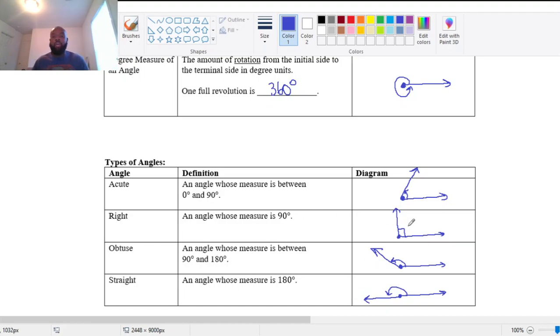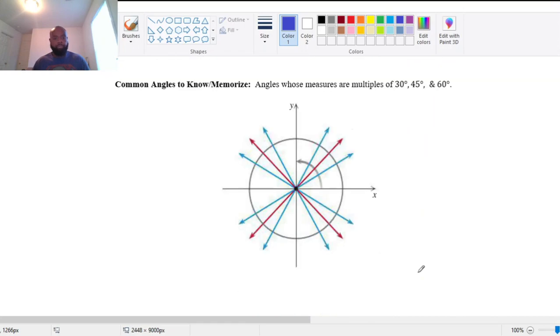All right, so these angles are important. Again, the 90-degree angle is a fourth of a full rotation, so we get something that looks like the corner of a square or a rectangle. A straight angle is half of a 360-degree angle, so you go a half circle, and you get that angle there. The acute and obtuse angles are the values between those. And so with that, there are some very important angles that you're going to want to know and memorize.